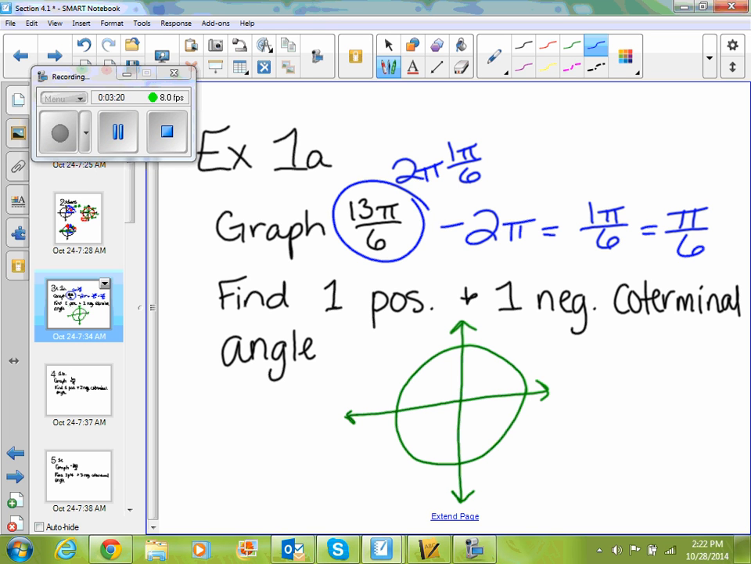It's going to be pi over 6. And I know that if I start on my x-axis and go counterclockwise, pi over 6 is going to be approximately there. Okay, and that's on your unit circle. I reduced my fraction: 6 goes into 13 2 times with 1 left over. Then I took away the 2 pi, because I could graph this, but I'd have to go all the way around my circle, 2 pi, and then up another 1 pi. So it's just easier for me to reduce it and then just do the 1 pi part.